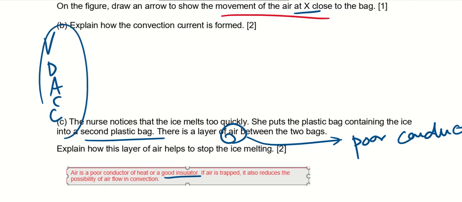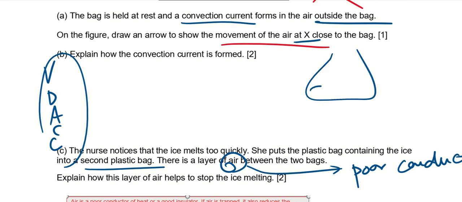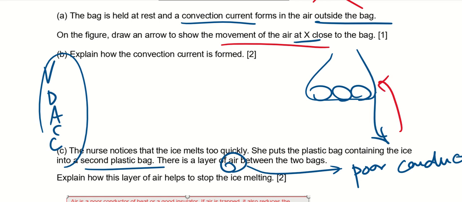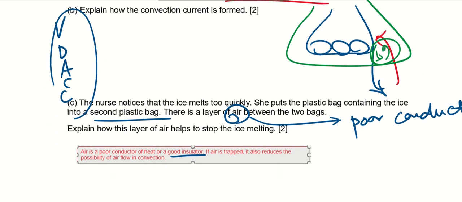Basically, if this is the plastic, and the ice is here, the air will go down, and then rising hot air from the surrounding will come in to take the place, right? And this sets up a convection current. However, if I have a plastic bag, the air is trapped, so although there may be some convection current, there is not much because the air is trapped.